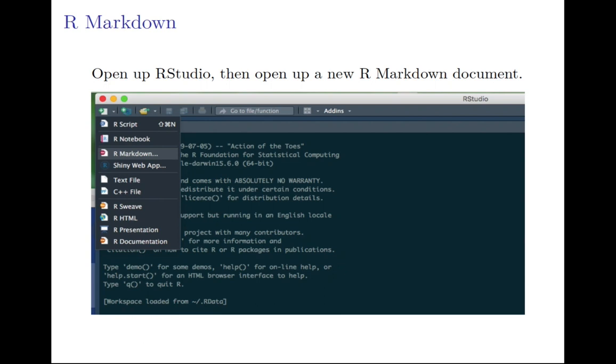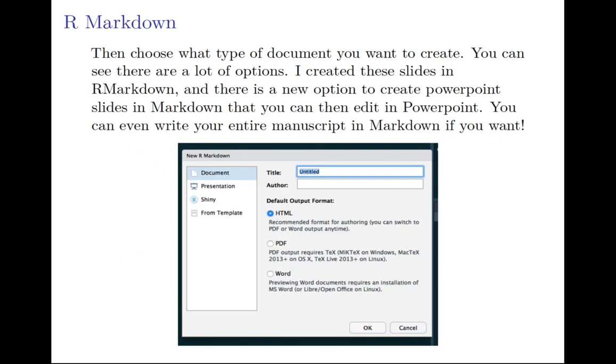So to create an R Markdown file, you open your RStudio and open up a new R Markdown document. So you can see here, you just click on the little open arrow and then click on R Markdown. And then you choose what type of document you want to create. So you can see there are lots of options, and I've created these slides in R Markdown through the presentation version. And in fact, there's actually a new option to create PowerPoint slides in Markdown that you can then edit in PowerPoint after, should that be of interest.